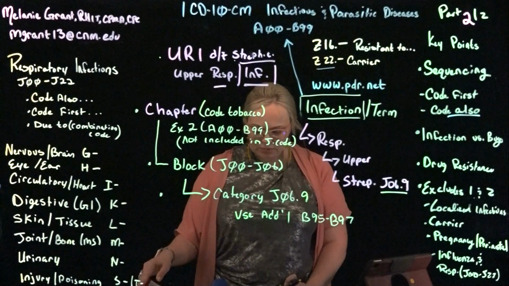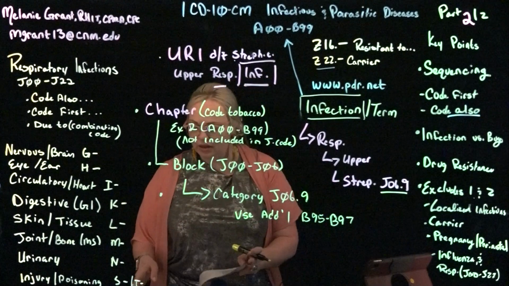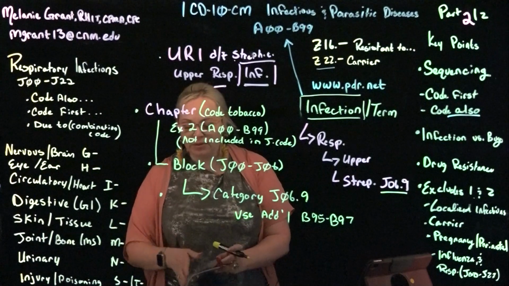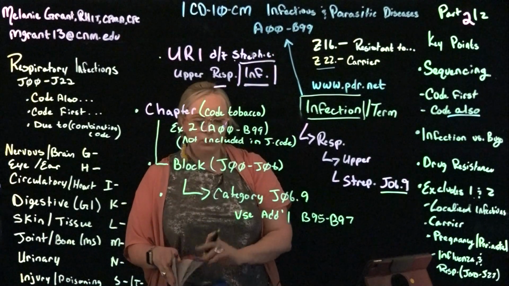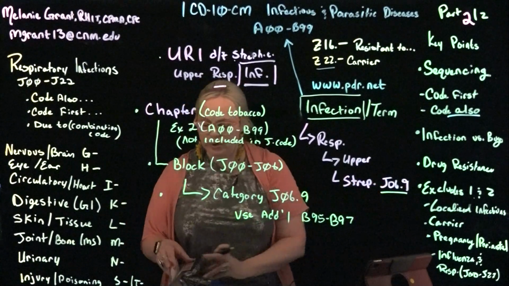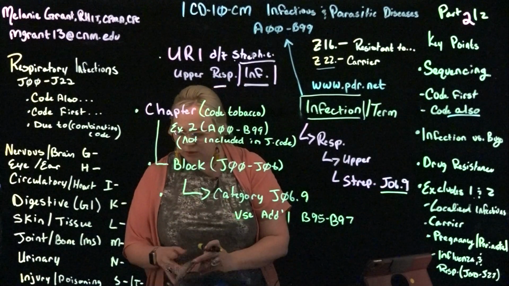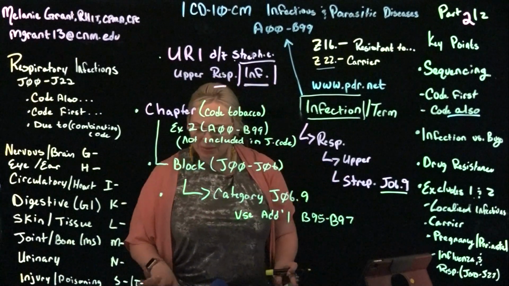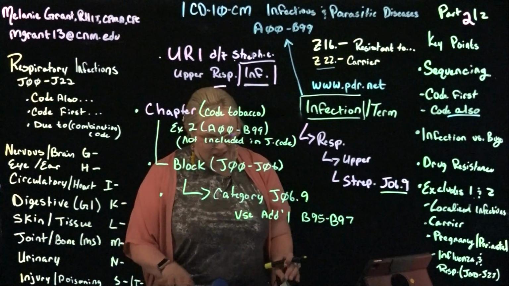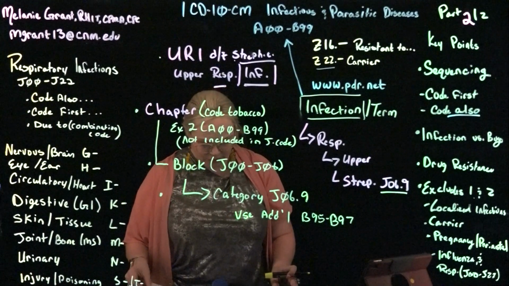You're going to come to B95 through B97, which has saved you all of the effort of looking in the alphabetical for the strep, and you're going to have all of the codes you need this way. So I'm going to go now to the chapter we're learning today for infectious diseases and parasitic conditions, and I'm going to look at B95.